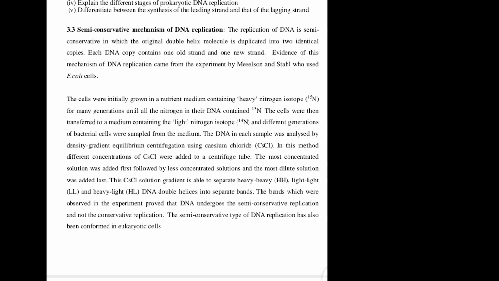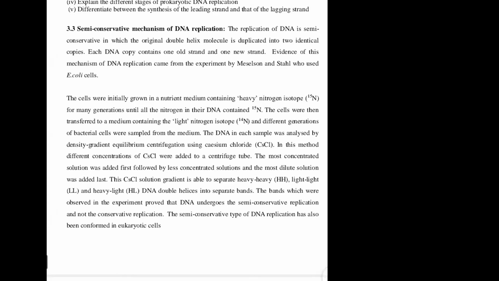In the formation of the new bread that you have today, you have combined half of the loaf of bread that you used yesterday and half of the loaf of bread that you've bought today. So what you've done is you've conserved, okay? So it's the same concept with the semi-conservative mechanism of DNA replication.